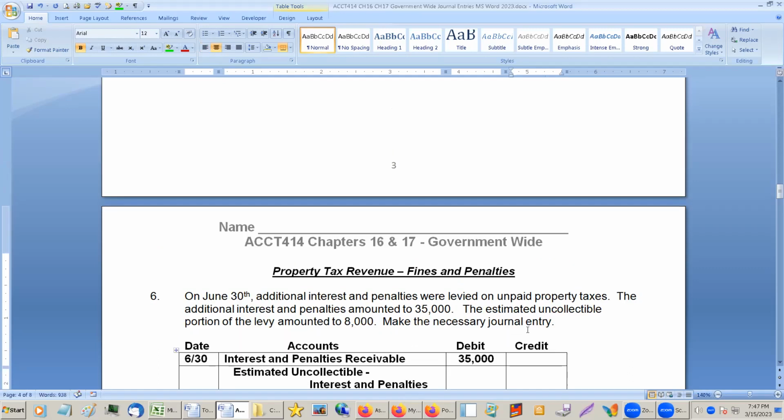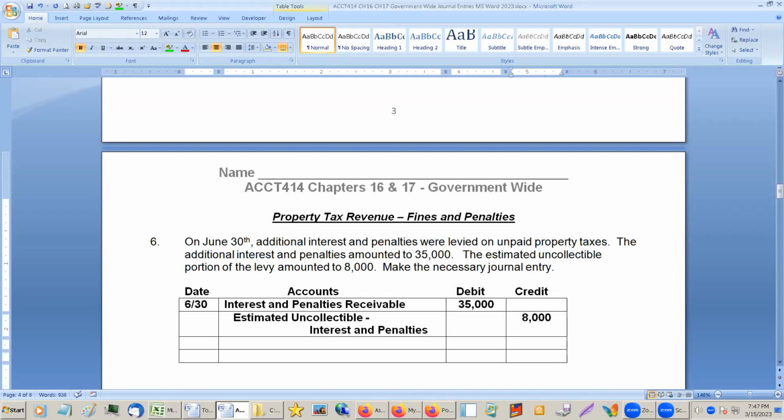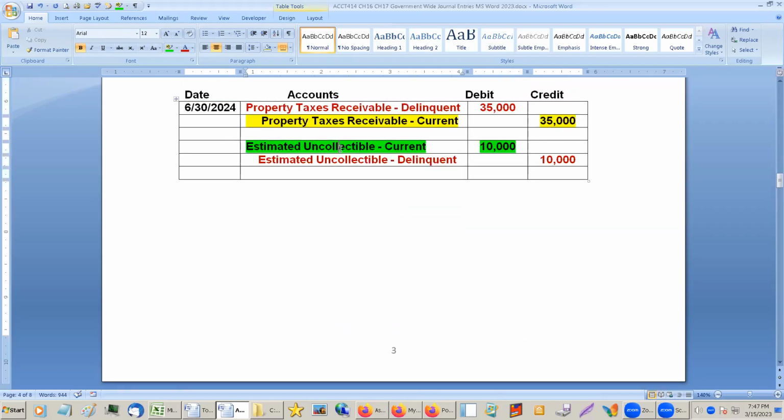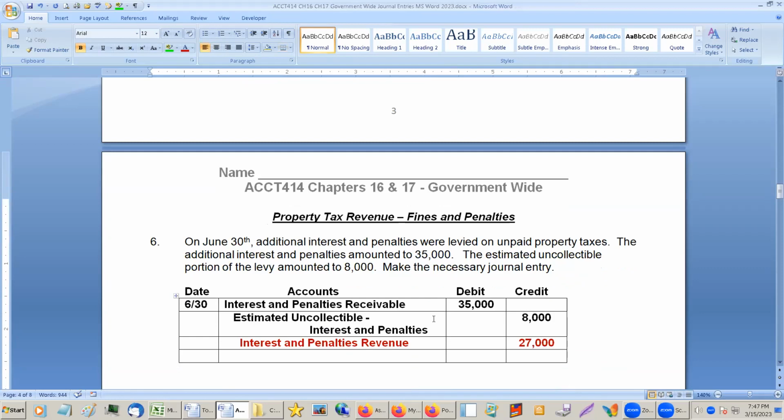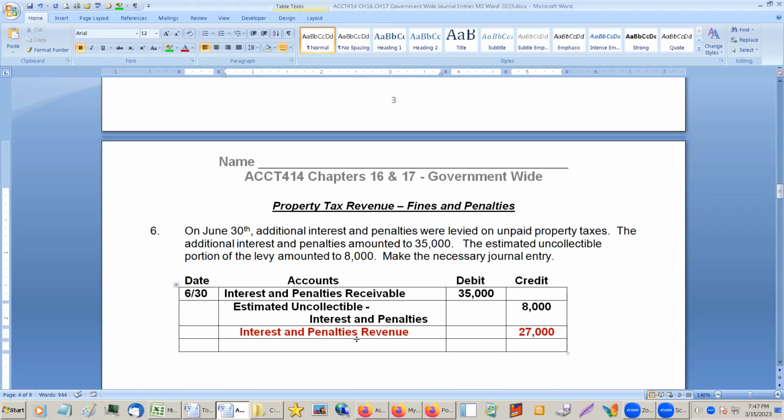The estimated uncollectible on interest and penalties was what, 8,000? And we're going to count that as revenue. It's levied, it's a tax, and so this would be interest and penalties revenue. $27,000. So we'll pick up revenue for those two. And a lot of times the interest and penalties are a pretty high percentage, because if you think about it, if they couldn't pay the regular taxes, a lot of times you're not going to be able to pay the interest and penalties either. So a lot of times the estimated uncollectible will be kind of high on those two.